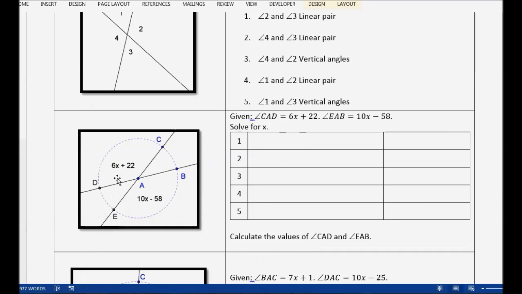When you're looking at vertical angles like this, you want to make sure that you set them equal. So CAD is equal to angle EAB because they are vertical angles. Then we want to make substitutions. 6x plus 22 is equal to 10x minus 58. We subtract 22 from both sides. 6x equals 10x minus, now we're adding these, remember sides are the same, we're subtracting 22. So negative 58 minus 22 is actually going to be an addition problem, and it's negative 80.